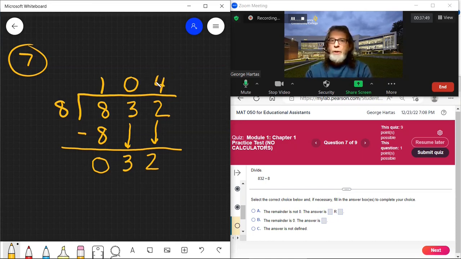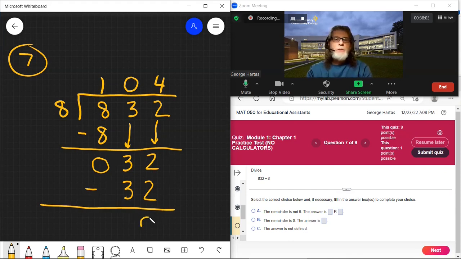Once you put a number up here, you have to multiply. 4 times 8 is 32. When you have two numbers over each other, you're going to subtract. 32 minus 32 is 0. So this is called the remainder. R, remainder is 0. This is the quotient, and that's the remainder. 8 divides into 832 exactly 104 times with nothing left over.